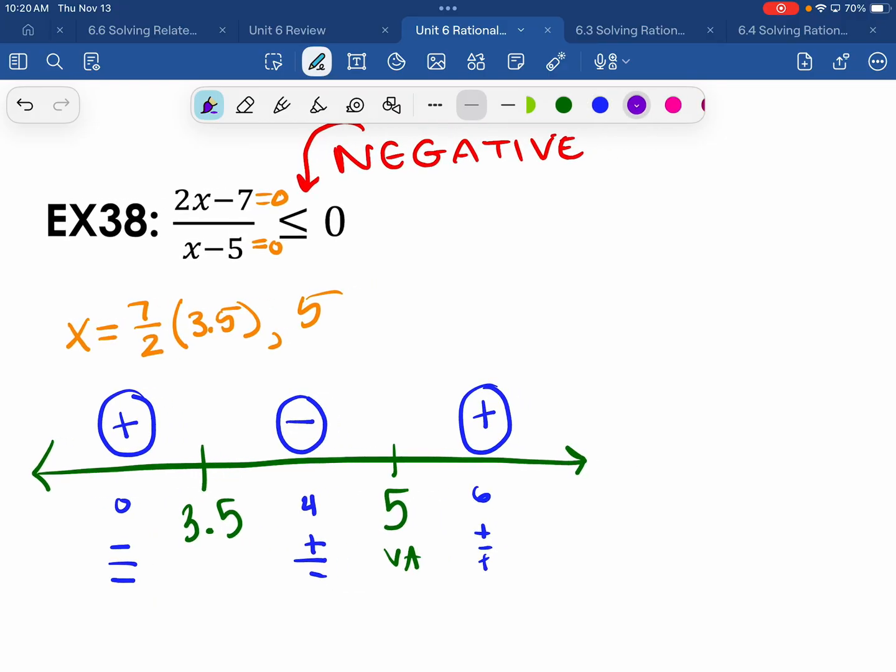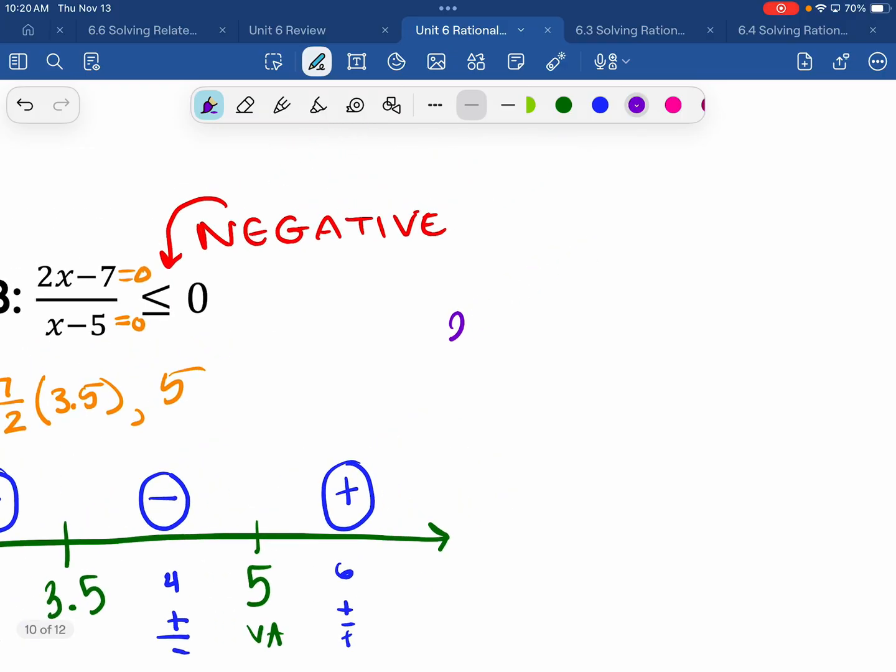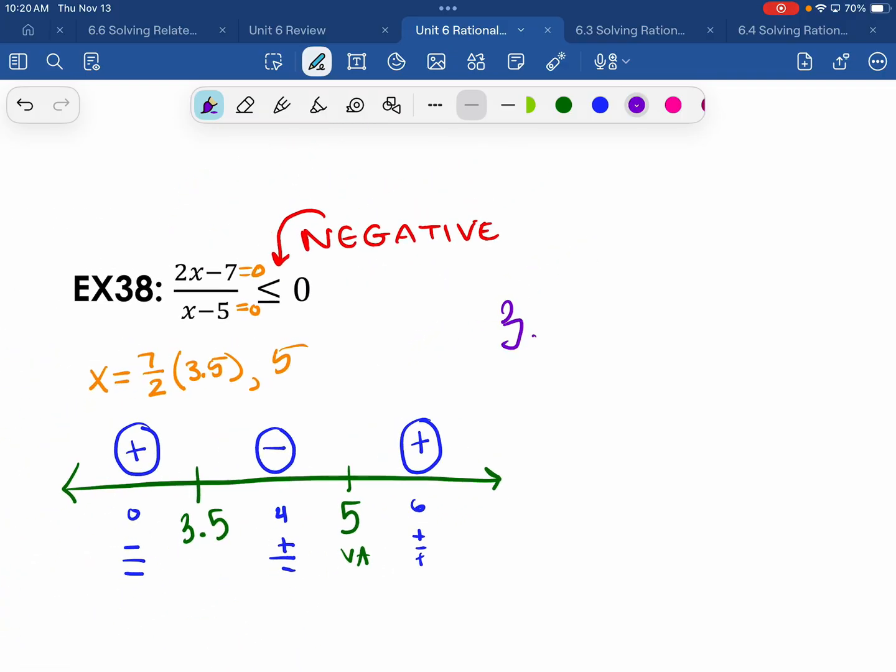All right, now on this one, my interval is going to be from what to what? 3.5 to 5. Yes, very good. Okay, so bracket 3.5, comma 5 gets a parentheses. So 3.5 is going to get a bracket because of the or equal to line right here. But 5 has to have a parentheses because it's an asymptote, and asymptotes always get parentheses, are never included. But the 3.5 is a 0, which you can include because it would actually equal 0. Does that make sense?